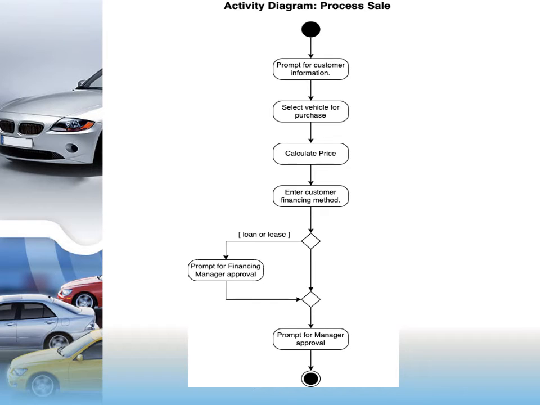Moving on to our activity diagram for the process sale use case, we have prompt for customer information right after the start node, followed by select vehicle for purchase and calculate price. We come to a decision node after enter customer financing method, which leads to a subflow for the loan or lease financing options. This subflow prompts the financing manager's approval, which then leads to another decision node that prompts for the manager's approval for the purchase, which is also the last step of the normal flow.